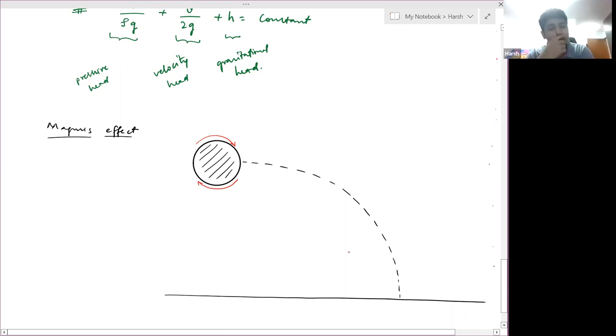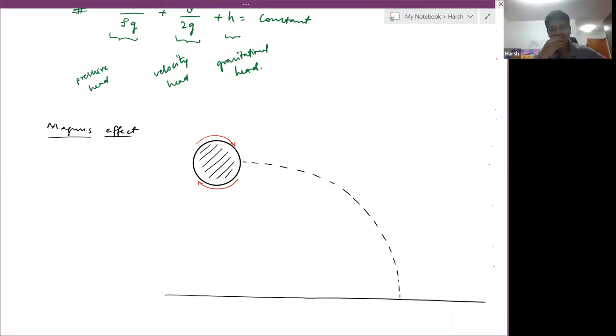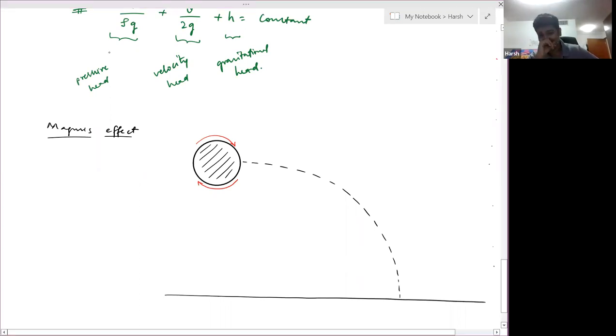Sir, while it's spinning, it will... Okay, let me define it. It will change. Why will there be a change? Because it's spinning... Okay, how do I explain this?